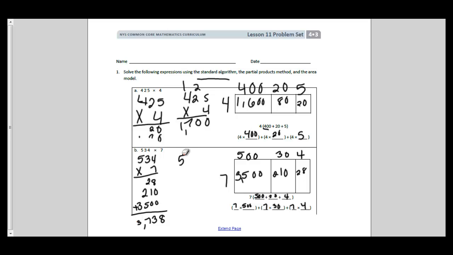So I want you to try to do this 534 times 7 in standard algorithm by yourself. We've been doing that for a few days. See if you can do that by yourself, and then come back and I'll walk you through it. So 4 times 7 is 28. 3 times 7 is 21, plus 2 is 23. 5 times 7 is 35, plus 2 is 37. So you notice we got the exact same answer on both.